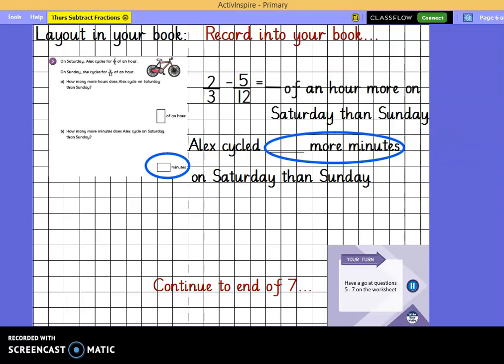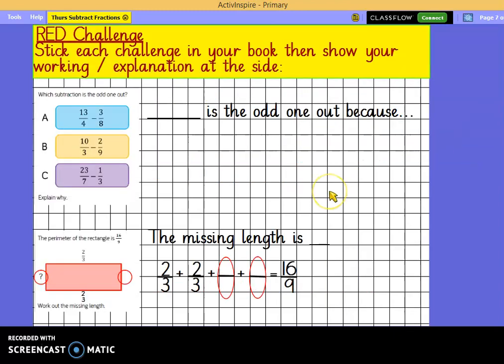anyone who would like the challenge, here are your challenges, which should be in your pack red group. You stick each challenge neatly using the squares to line it up into your book, and then you must show your working or your explanation at the side. I've given you some sentence starters to help you work it out.